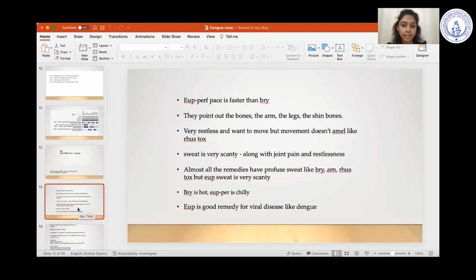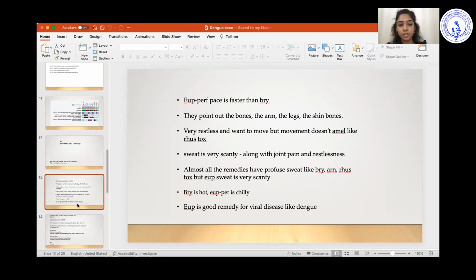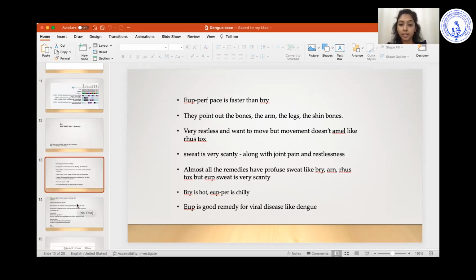Okay, sweat is scanty in Eupatorium. Almost all the remedies, if we see Bryonia, Arnica, Rhus tox, every remedy has this profuse sweat, and they have action on the bones and headache, all the symptoms which the patient had. But the Eupatorium sweat is very scanty. Bryonia is hot. Eupatorium is very chilly. Eupatorium is a good remedy for viral diseases like dengue.